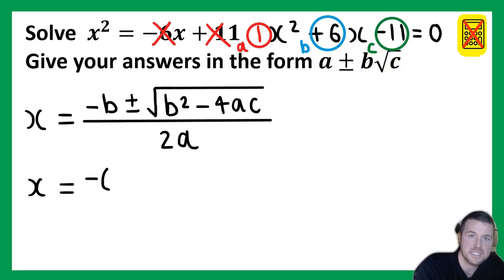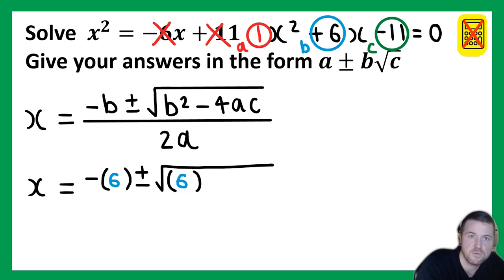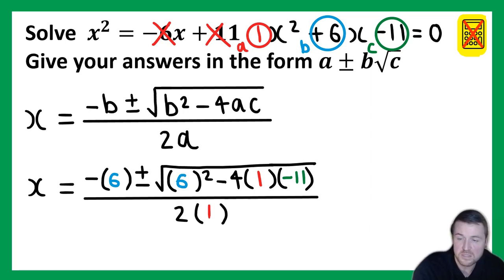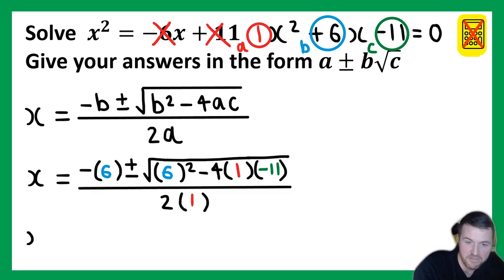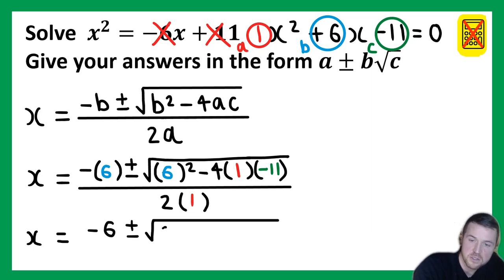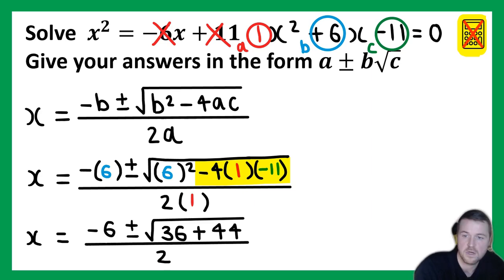X equals negative lots of 6 plus or minus the square root of 6 squared minus 4 lots of 1 times negative 11, all over 2 lots of 1. We can begin to simplify. X will be equal to negative 6 plus or minus the square root of 6 squared, which is 36, and then negative 4 times 1 times negative 11 is positive 44 over 2.